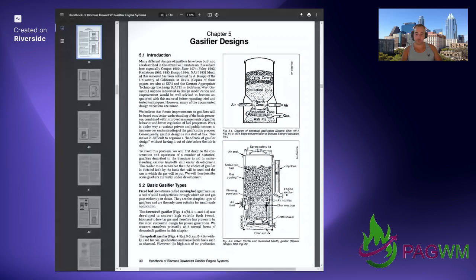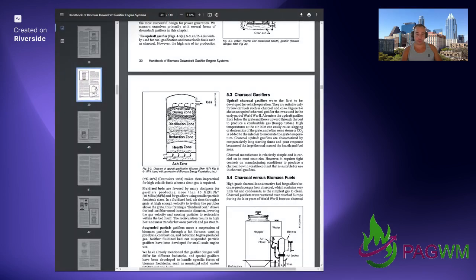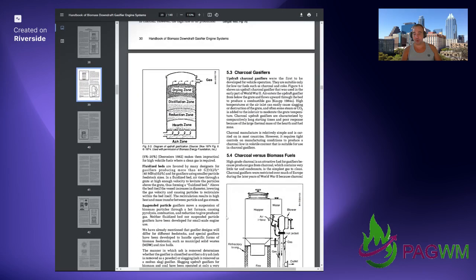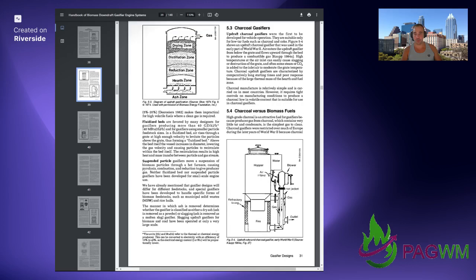The updraft gasifier is widely used for coal gasification and non-volatile fuels such as charcoal. However, the high rate of tar production, 5 to 20%, makes them impractical for high volatile fuels where a clean gas is required.